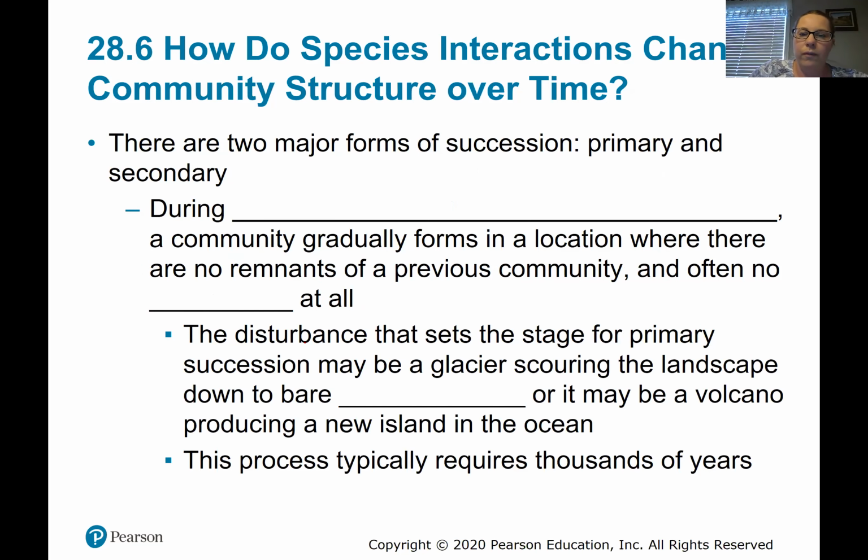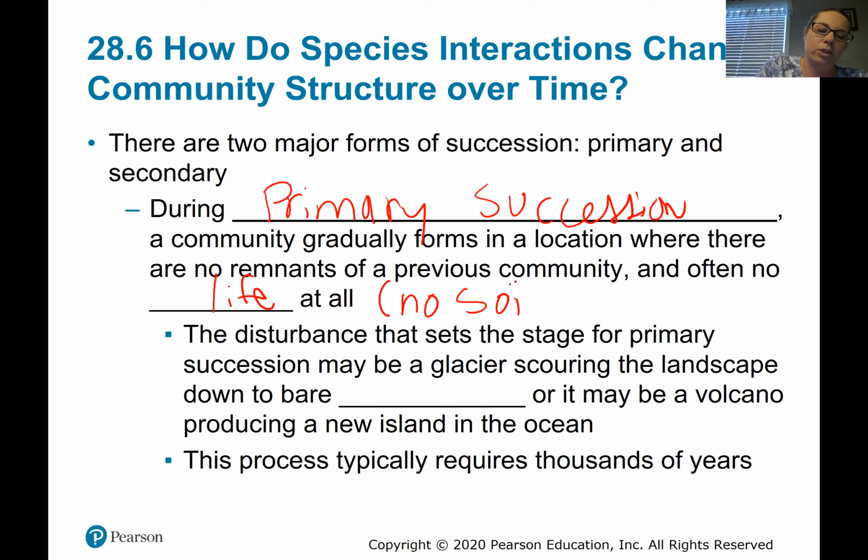And there's two forms of succession. There's primary and secondary succession. So primary succession is basically when the community starts where there's nothing left at all. There is no life left at all. And one way that I like to describe the difference between primary and secondary succession is, in primary succession, there's no soil left over. Okay, it's completely been eroded down to the rock.